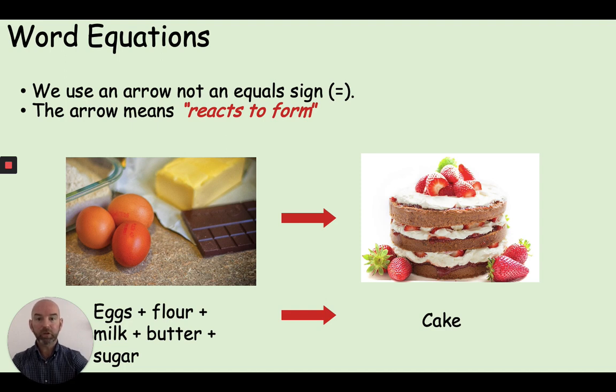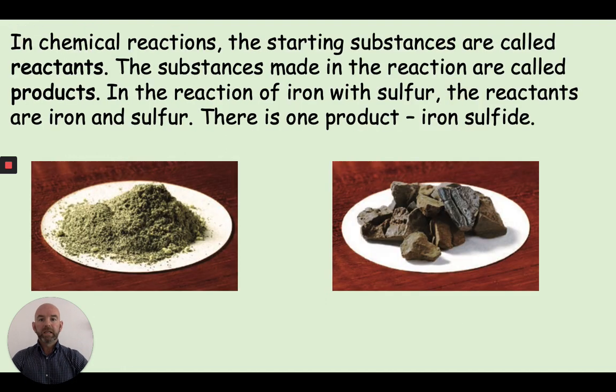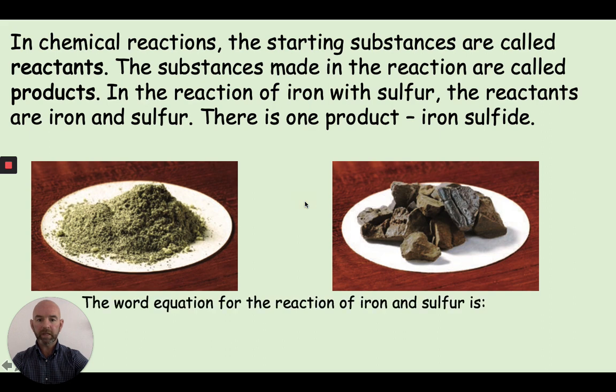So let's have a look at the first ones. So chemical reactions start with substances called reactants, and they'll react together to make a product. So on here you can see we've got iron filings and sulfur, and when they're heated up, they react to form one product, which is iron sulfide. And you can see they don't look like each other because they've carried out a chemical reaction. But how would we write that?